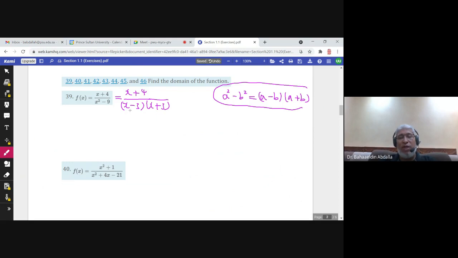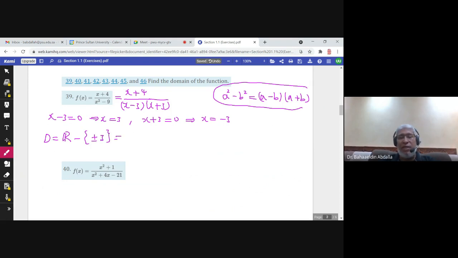Now, for the denominator to be 0, x minus 3 could be 0. So x is 3. And x plus 3 could be 0. So x is negative 3. So x cannot be 3 and x cannot be negative 3. So what is the domain? The set of all real numbers except positive and negative 3.